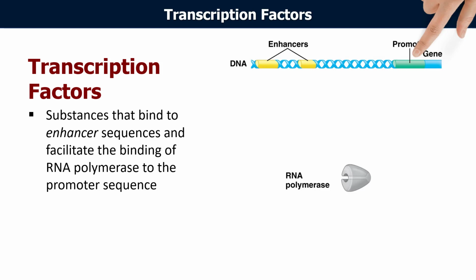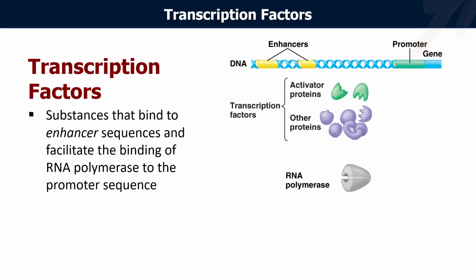In other words, it doesn't bind very easily to the promoter. So by default, transcription's not going to occur unless we have these transcription factors. What they do is bind to the enhancers, and that causes the DNA to bend around and recruit the RNA polymerase to the promoter. And we can see that in a picture.